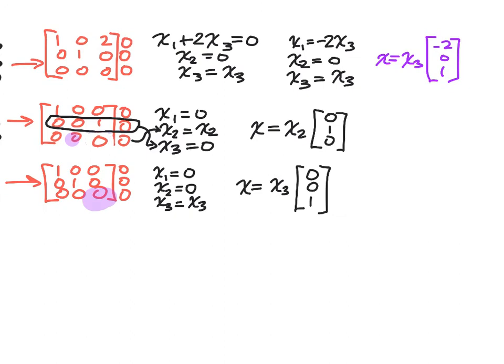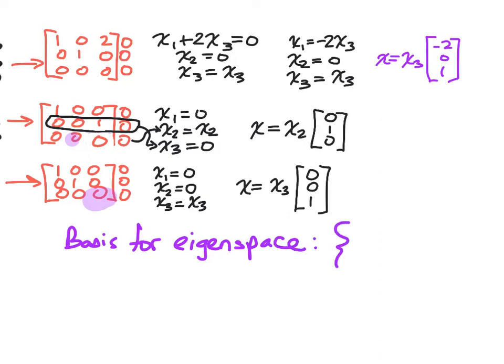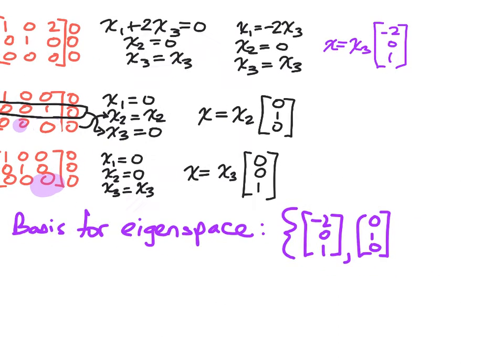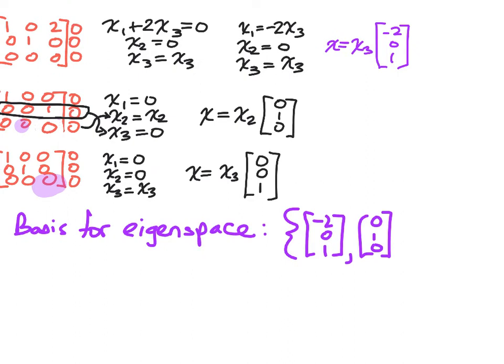All right. So the basis for my eigenspace is negative 2, 0, 1, 0, 1, 0, and 0, 0, 1.